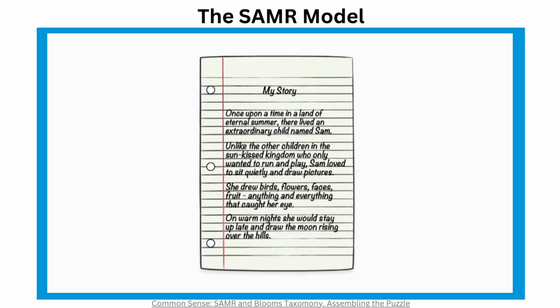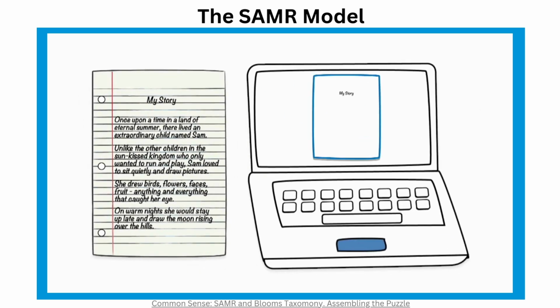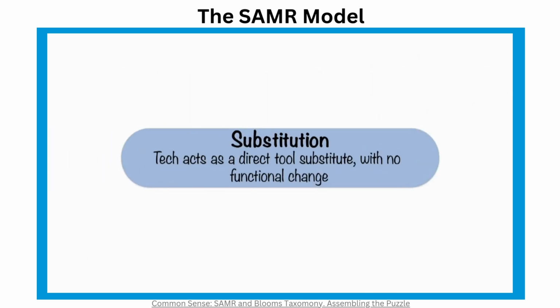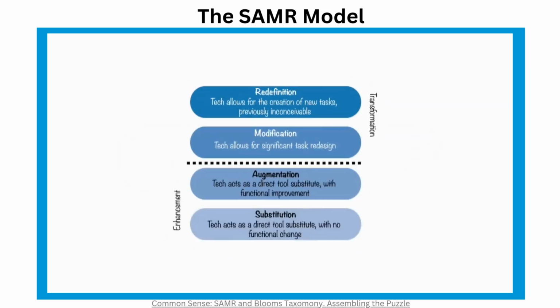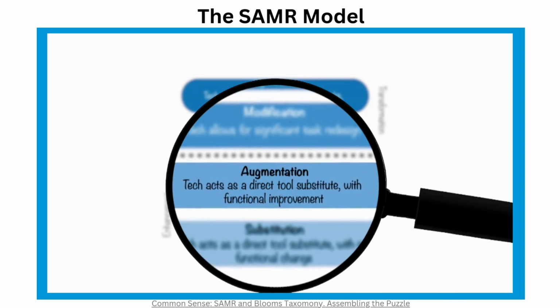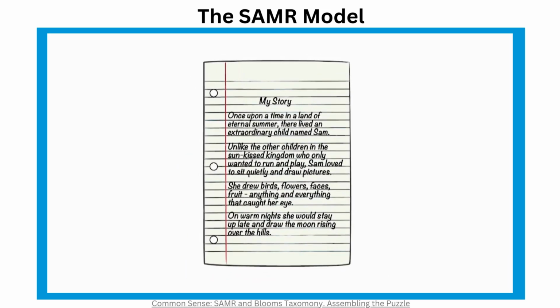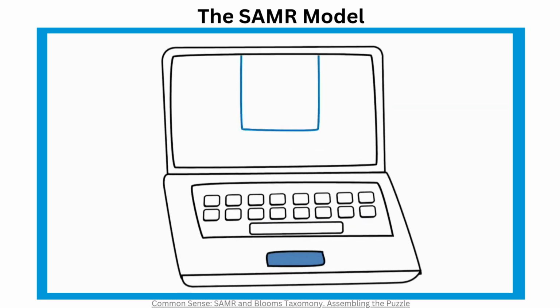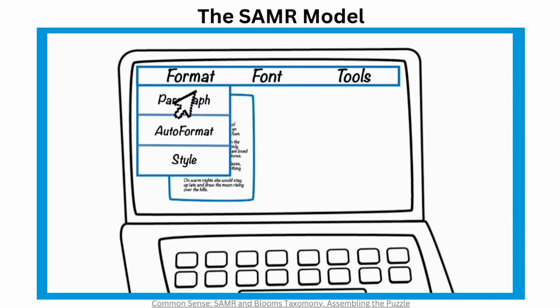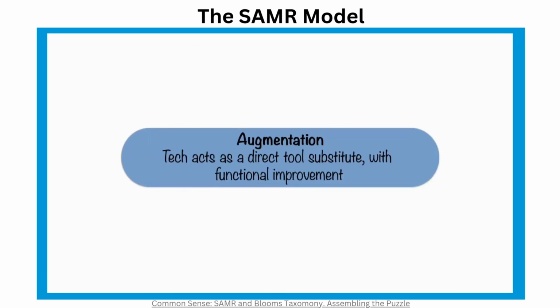What if you had students write a story using a word processing program? In this case, students are substituting a handwritten story for a typed story. The task is the same with no real change in student engagement. In augmentation, technology still substitutes, but with some functional improvement. What if you took the same creative writing assignment and had students use a word processing program? They could use features such as spell check and tools for formatting. Again, the story writing task is the same, but the technology augments it with enhanced productivity.